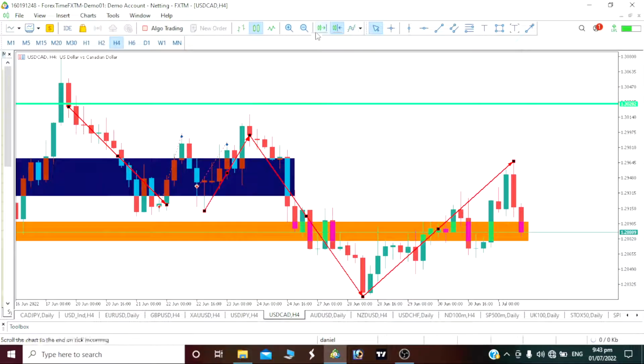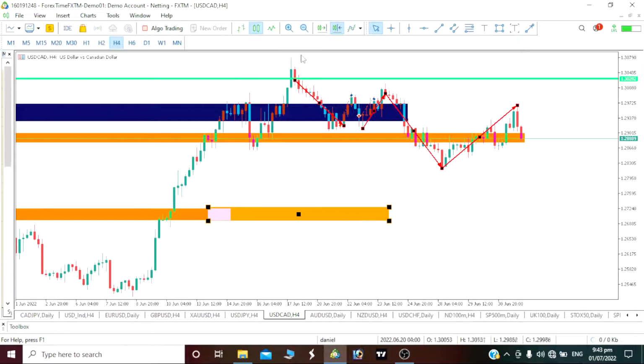Now on our 4-hour time frame, by the way, we are still bearish on our USD CAD. Now that we've analyzed our USD index and our USD CAD, both on the daily time frame and 4-hour time frame, you will see that we are actually dropping. So let's aim to short our USD CAD for the week. So that is my analysis.